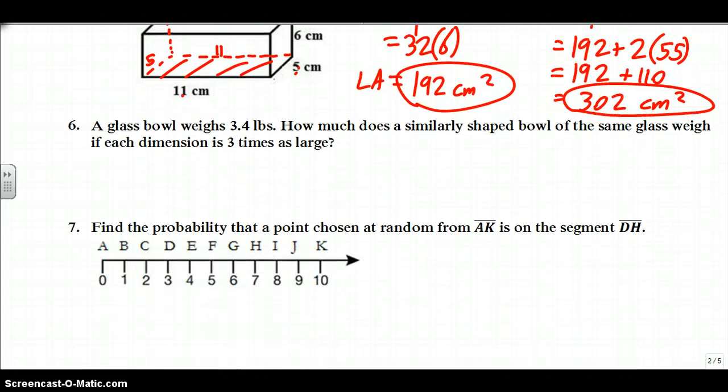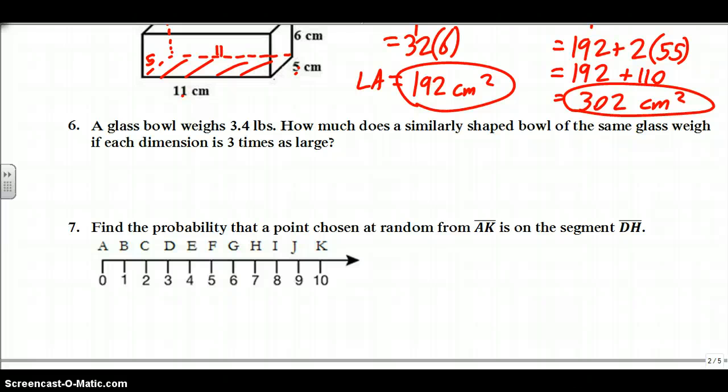Number 6, biggest, most commonly missed question. A glass bowl weighs 3.4 pounds. You might want to star this one. Make sure you know how to do this one. How much does a similarly shaped bowl, the same glass, so we're not making one out of glass and one out of feathers or anything, weigh if each dimension is 3 times as large?